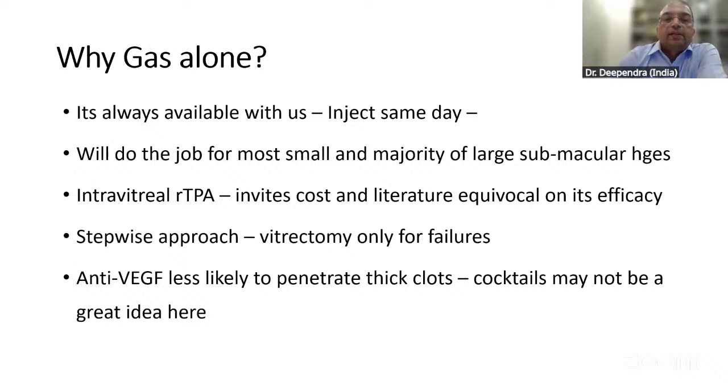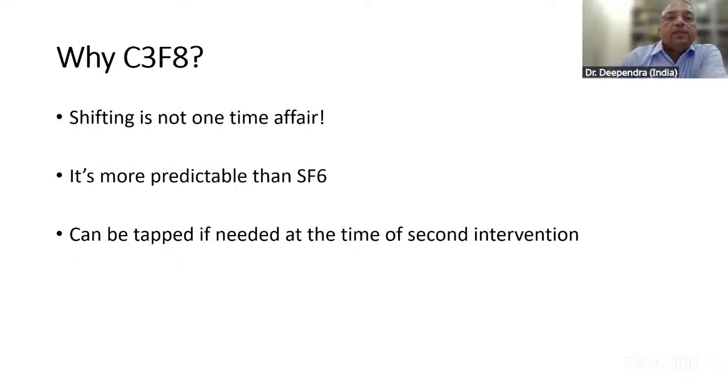The other thing which I wanted to highlight is why I'm saying gas alone, even for anti-VEGFs. A lot of our fellows are now very fond of asking why not go for a cocktail regime and give all three: gas, TPA and anti-VEGF. Theoretically, at least, anti-VEGFs are less likely to penetrate larger clots which are surrounding the choroidal neovascular membrane. Why C3F8?